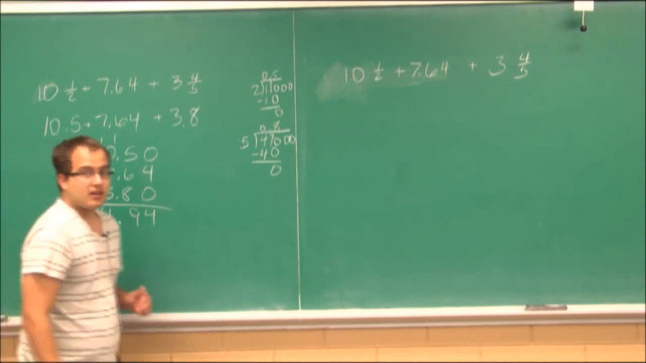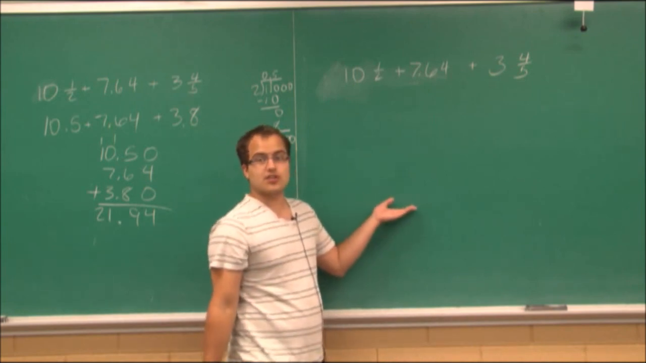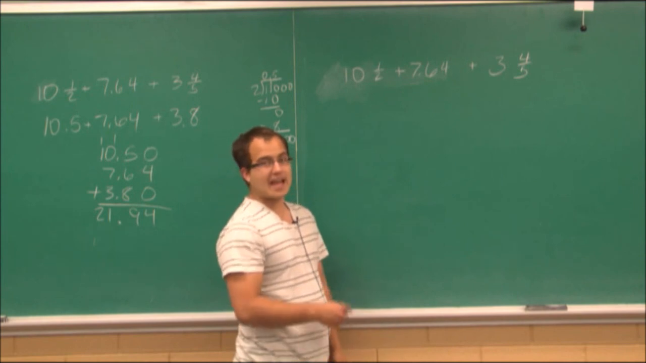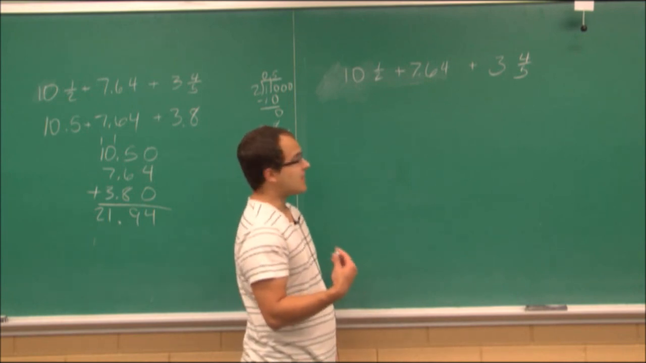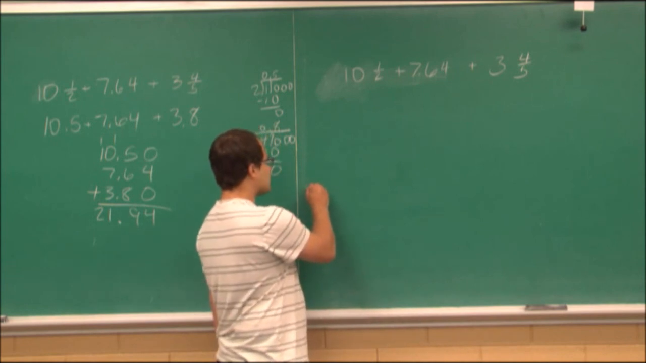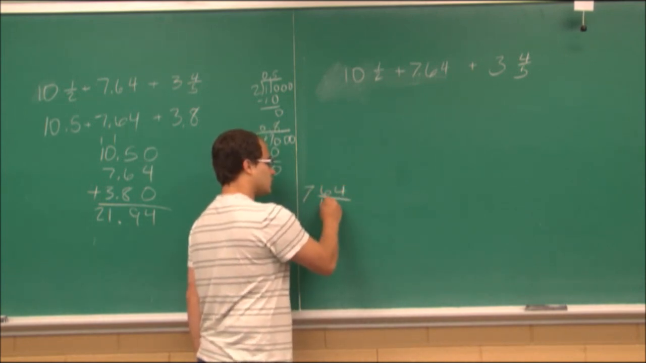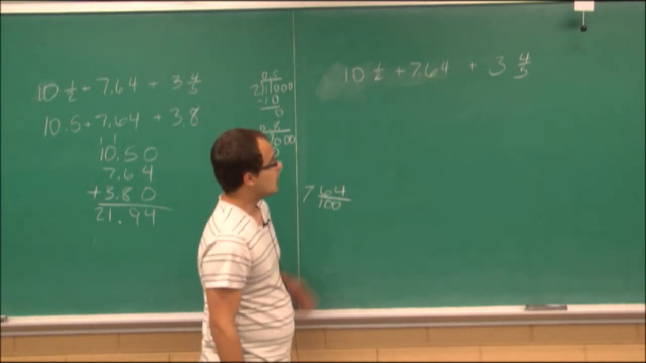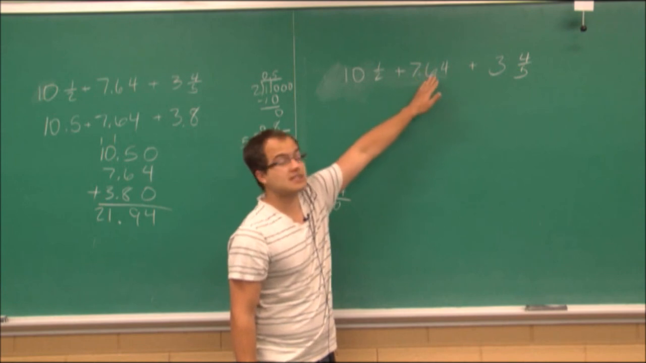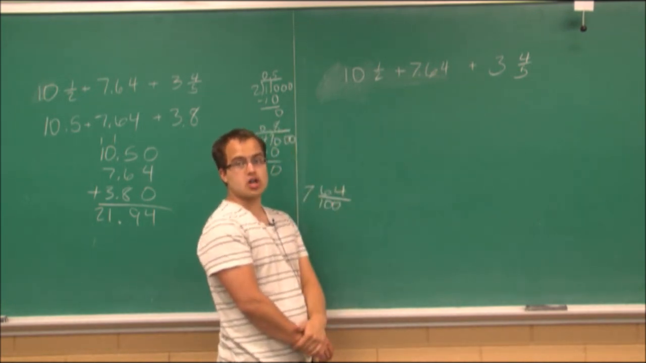Now, the next method, of course, if this was to convert everything to a decimal, this way is to convert everything to a fraction. Well, there's only one that I have to convert to a fraction, and that's 7.64. Well, to do that, that's going to be 7 and 64 hundredths. Again, just read this. It's 7 and 64 hundredths. So that means 64 over 100.